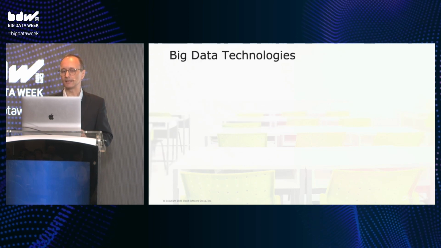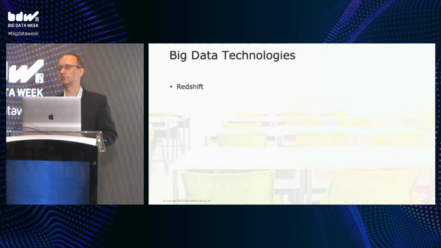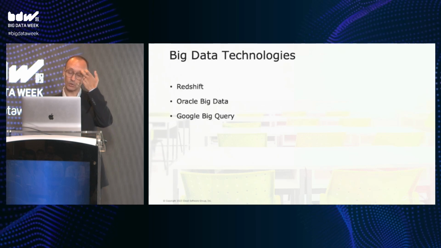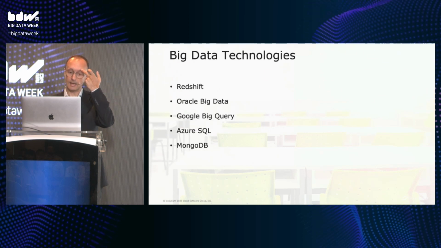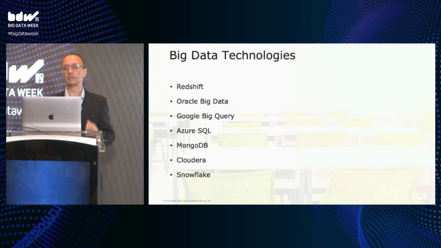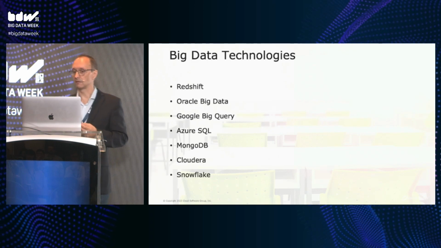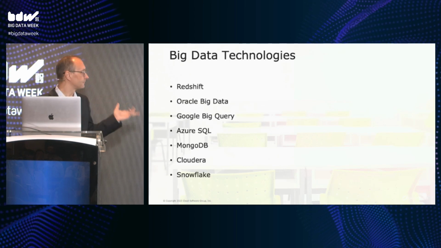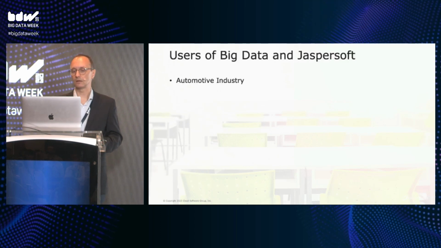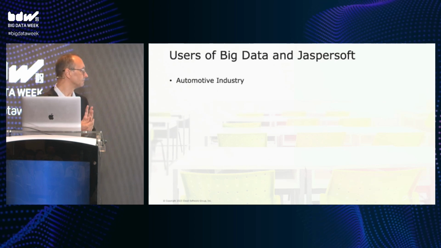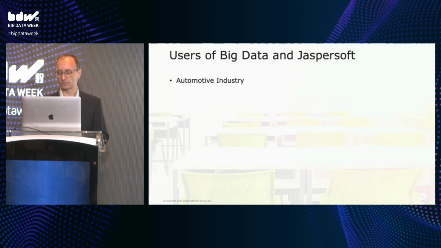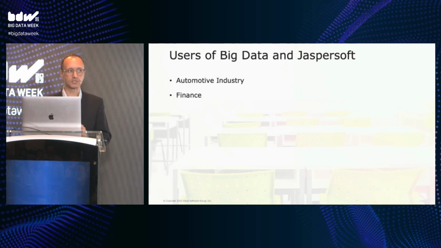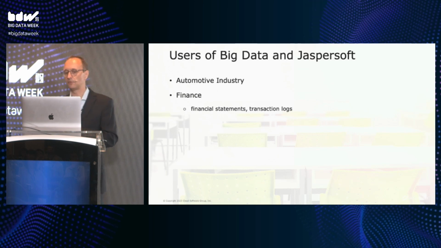When it comes to big data technology, we pretty much have customers using everything. Redshift is very popular with our customers. Also, BigQuery is. And lately, Snowflake, we've seen a peak in popularity for Snowflake. Now, what kind of customers use this? Well, we have some big customers in the automotive industry, and very many customers in finance.